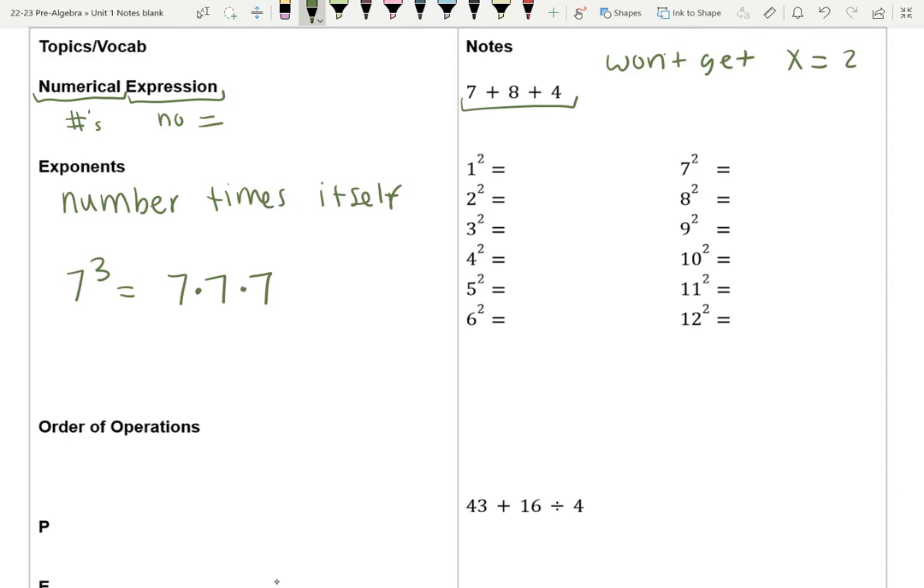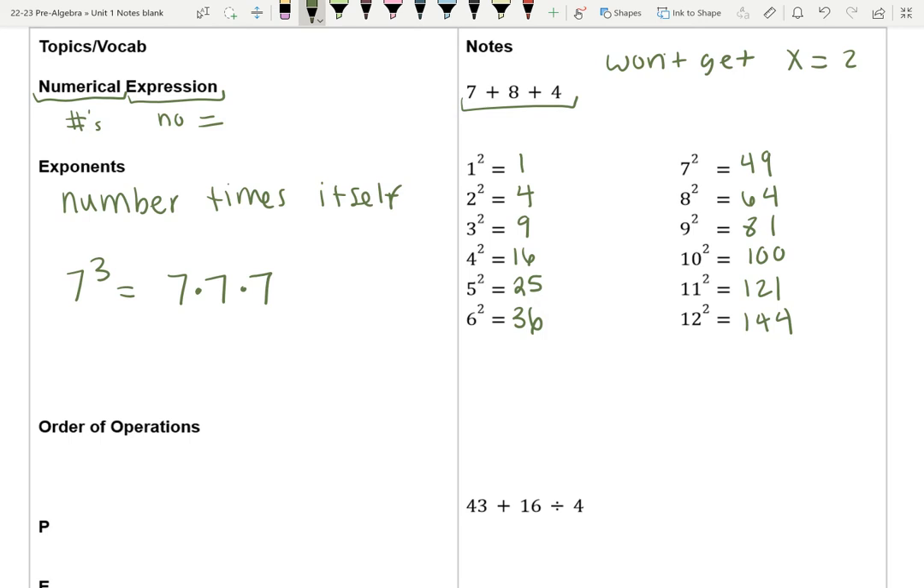So we have 1 squared, which is just 1 times 1, so it's 1. 2 squared is 2 times 2, which is 4. And then 3 squared is 3 times 3, which is 9. 4 squared is 4 times 4, which is 16. I'm just going to give you the rest of these here. So 25, 36, 49, 64, 81, 100, 121, and then 144. So this is just a reference for you to look back on as you need.